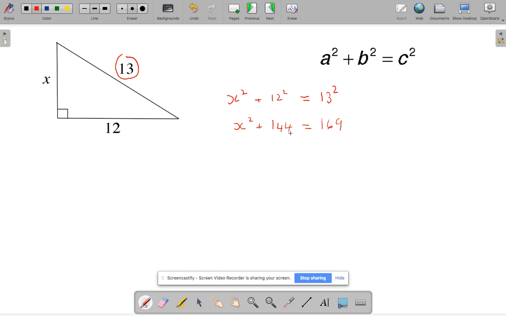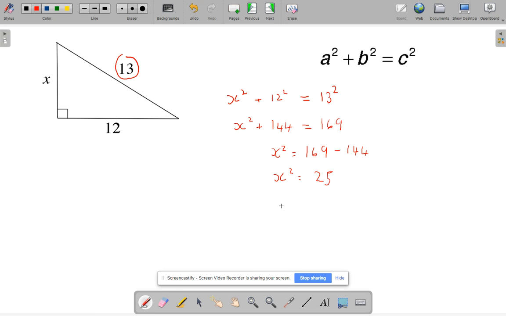Now a little bit of algebra. I'm going to take away 144 from this side and this side. So it's 169, take away 144. And I'm doing all this without a calculator, but if you need a calculator, you can check it. And that means that x squared is equal to 25.